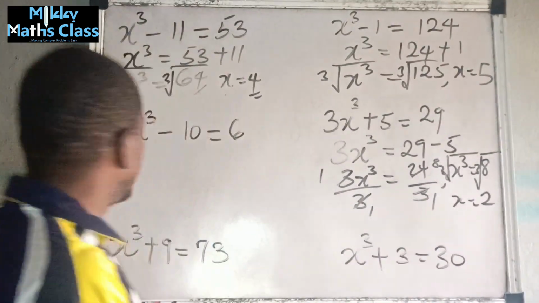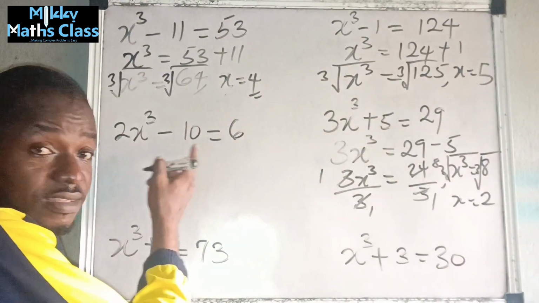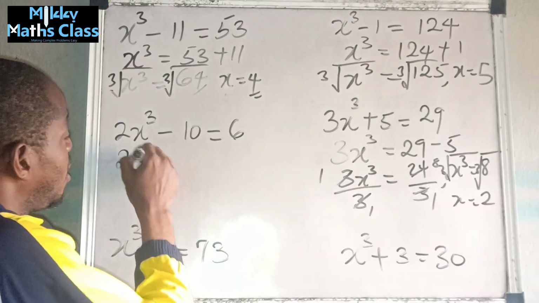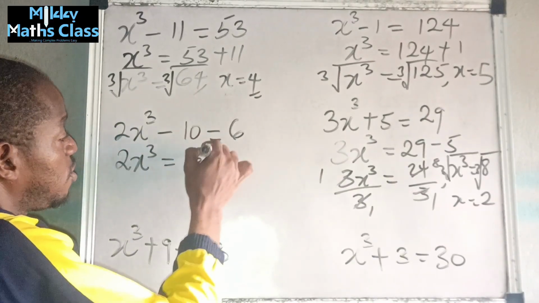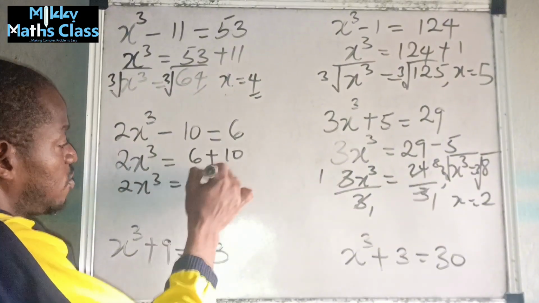Let's look at this one. Same thing here. This is 2x cubed minus 10 equals 6. Now let's add 10 to both sides. So this becomes 2x cubed equals 6 plus 10. Now this becomes 2x cubed equals 16.